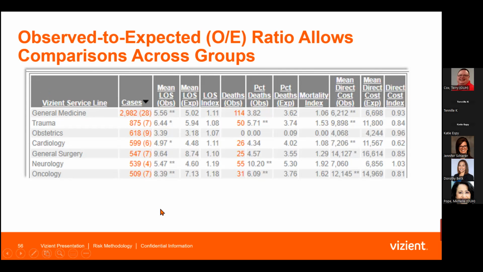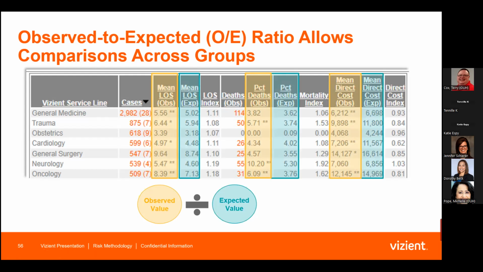For the observed and expected values, we take all the individual values for the number of cases, and what you get is a mean length of stay for that group of patients, same with mortality rate and mean direct cost. You can see in our example here, our observed values divided by our expected value gives us our O/E index. And that's going to be calculated as we see right below.